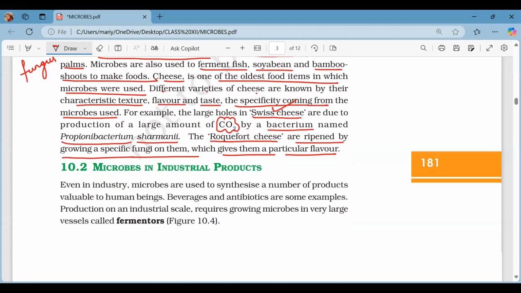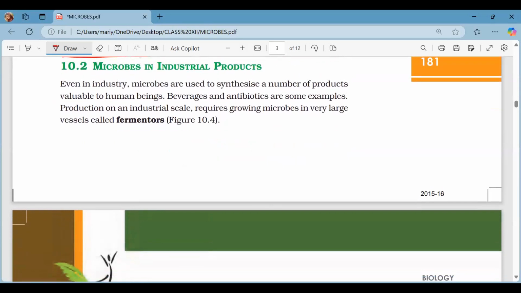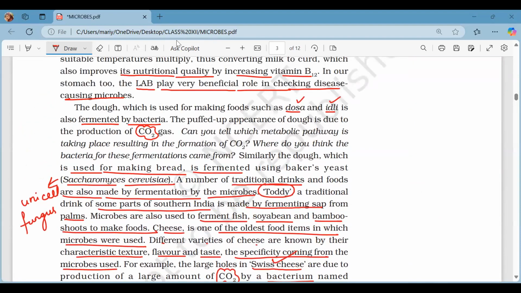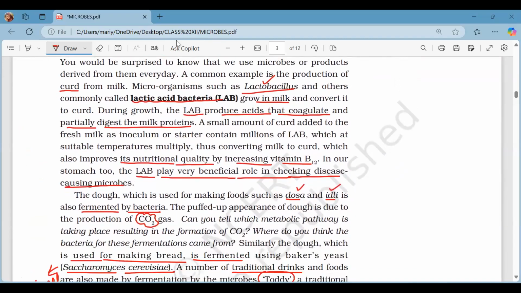Okay. Yeah? Yes, ma'am. Now, microbes in industrial products. Just 1 second, ma'am. Okay, ma'am. Now, microbes in the microbes in household products are clear to you? Yes, ma'am. Any doubts? No, ma'am.